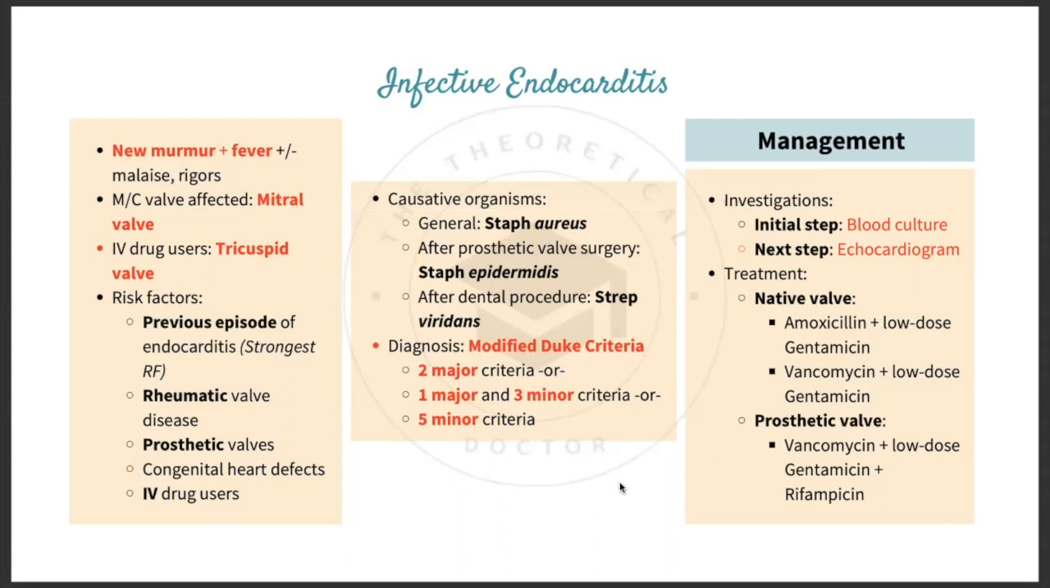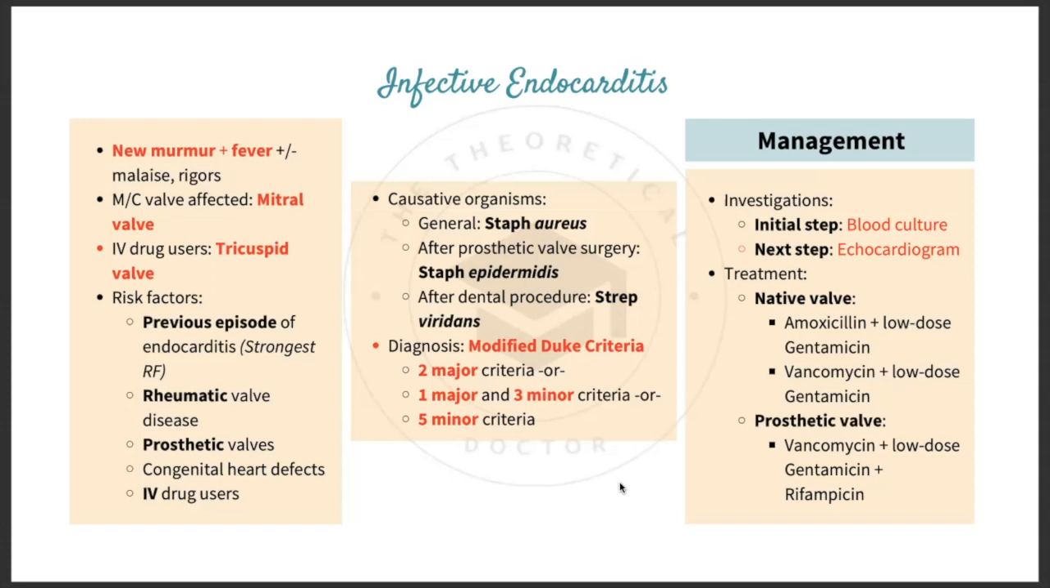So how would you manage this? First of all, the first line investigation, if you suspect infective endocarditis, like I mentioned before, new murmur and fever, and you suspect it's an infective endocarditis from the modified Duke criteria, you do a blood culture first. The next step would be an echocardiogram, because you want to visualize the heart. Where exactly is it being affected?